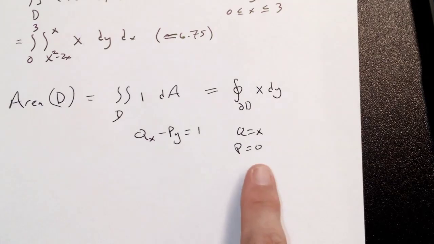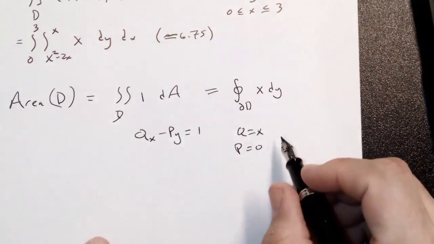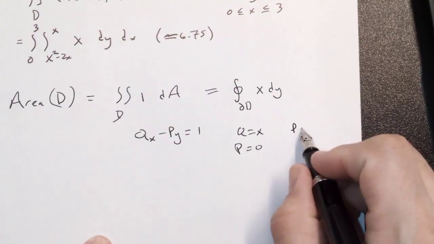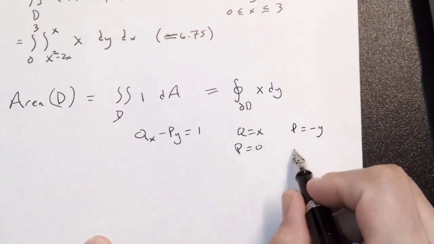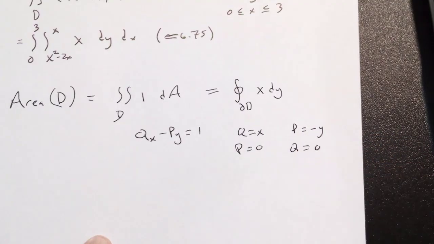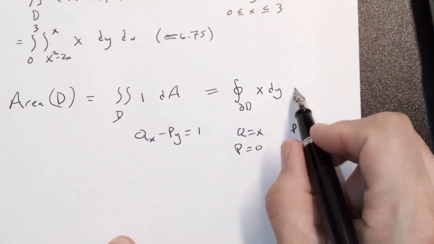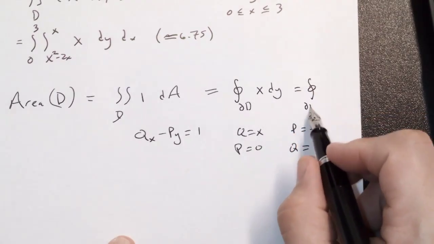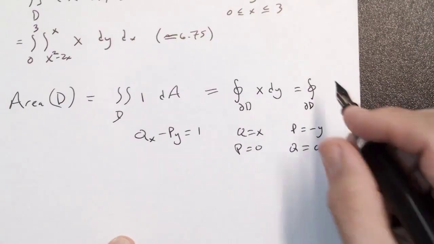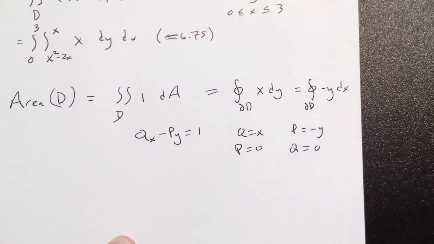By the way, this is not the only way to do this. I could just as well say I'm going to let P equal minus y and Q equal 0. And then this becomes the integral around the boundary of my region of minus y dx. Each of those gives me the area of the region D by never measuring the area itself, by only measuring the boundary of it.